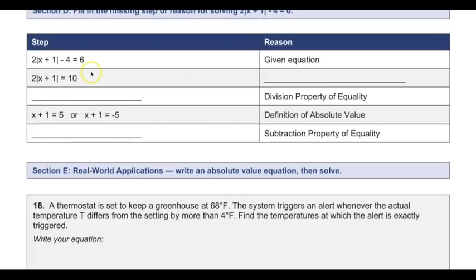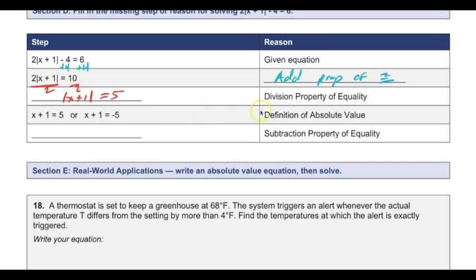So this one, they want us to say the reason for what's happening here. So what did they do here? They went from negative 4 equals 6 to 2x plus 10 equals 10. It looks like they added 4 to both sides. And that'll be the addition property of equality. So anytime you add the same thing to both sides, it's addition property. And now the next one is telling us, hey, they did the division property, so they divided both sides by 2. Well, by the 2, I assume. So we're going to get x plus 1 equals 5.